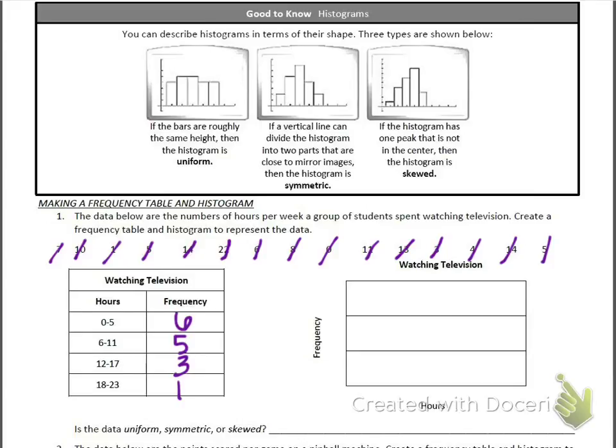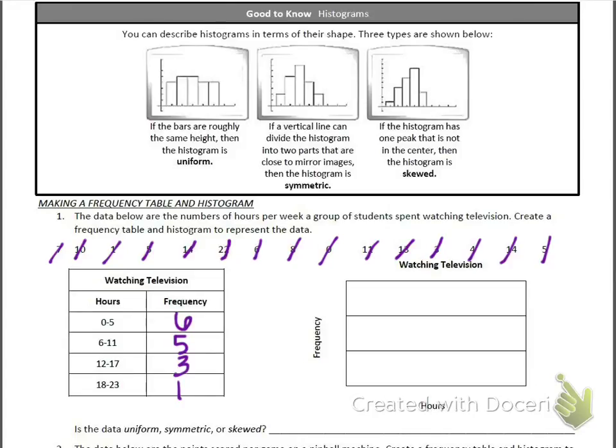Okay, so we're going to create a histogram based off of this information. A couple of things that I want you to be aware of. First, I labeled my histogram, watching television. Anytime, especially in this unit, we're going to be making a lot of charts, a lot of tables, a lot of graphic representations of data. You must label it. You cannot assume that I know what these numbers mean. If you just put the bars, I would not know what those bars represented. So we have to label it watching television.